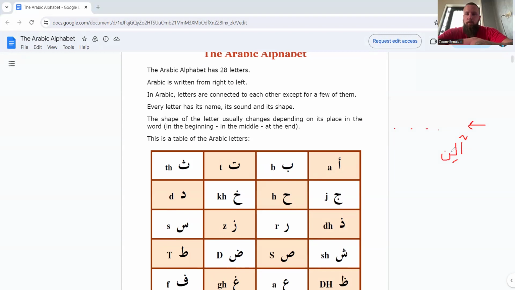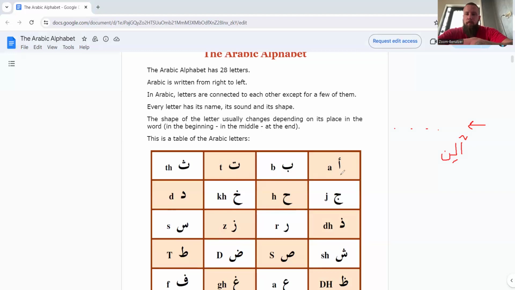Okay, great. But all the letters are connected from the right side. Even Alif, if there is another letter before it, will be connected from the right side. But just 6 are not connected from the left side. Okay. And we said that every letter has its own name, sound, and shape. So for example, this is called Alif. The sound is A, and this is how we write it. This is its shape.